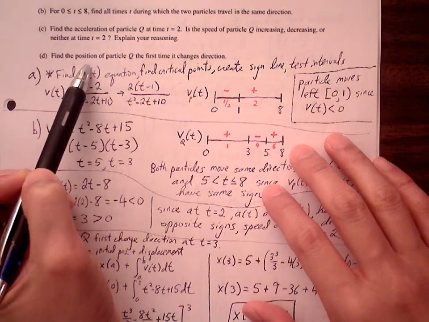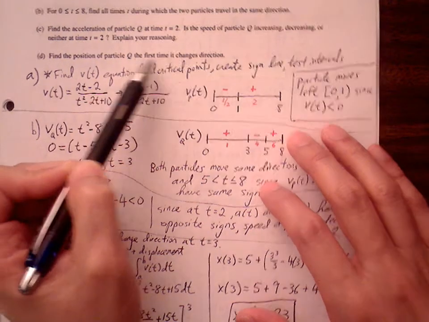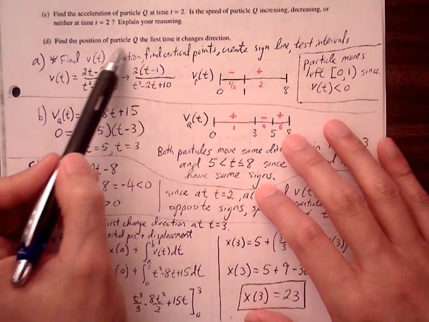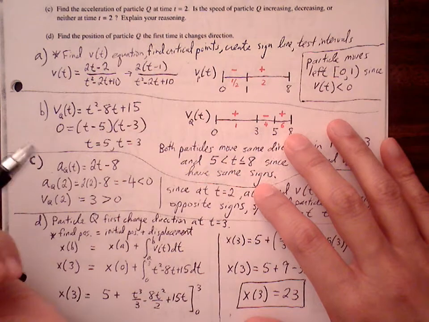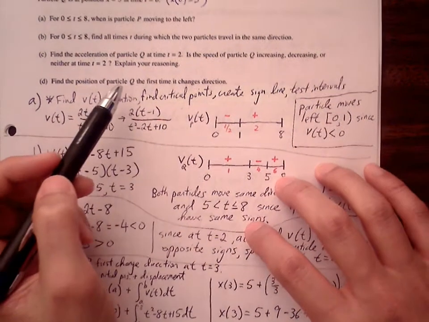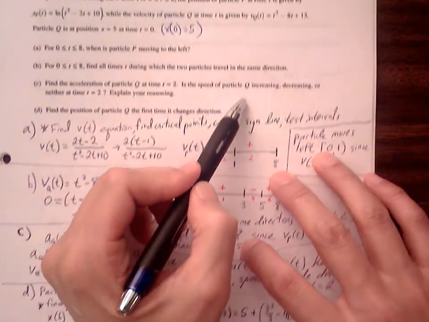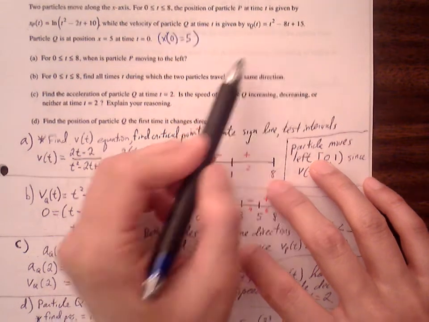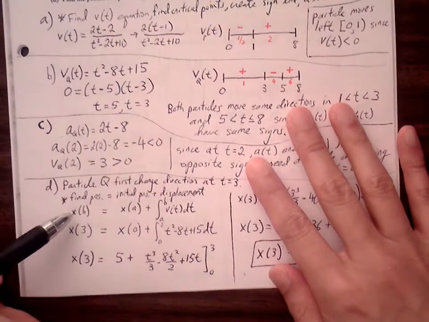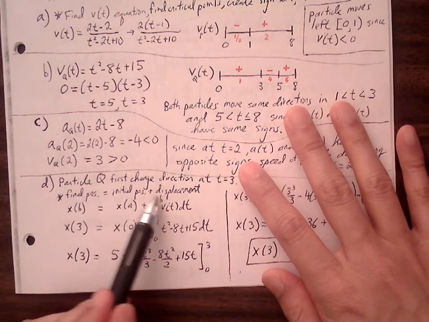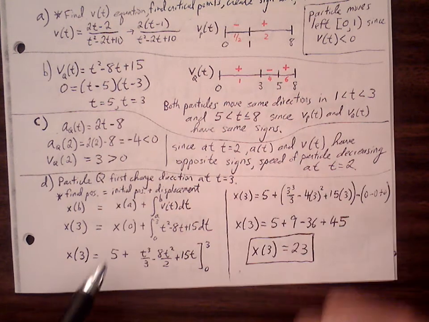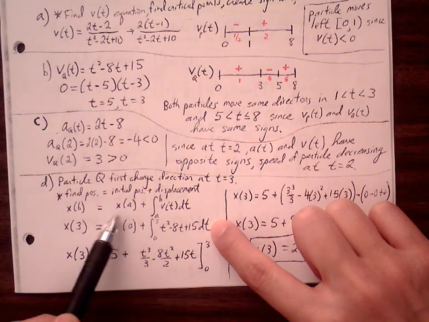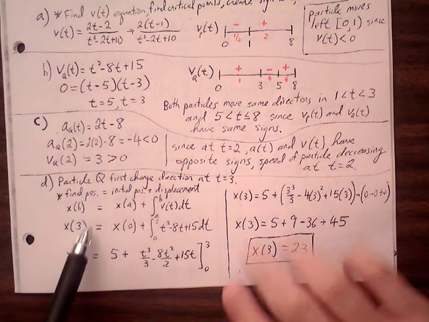Okay, part D, find the position of particle Q the first time it changes direction. So let's create a position function for particle Q. We can take the antiderivative, move it up to the position function, or we can think of it as final position equals initial position plus displacement. We can take the antiderivative, but we're going from 0 to 3.